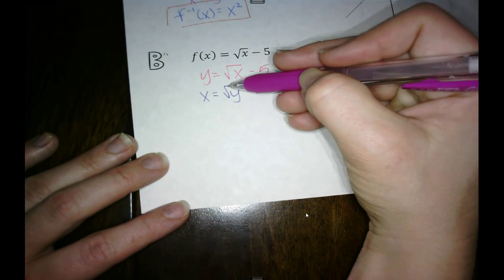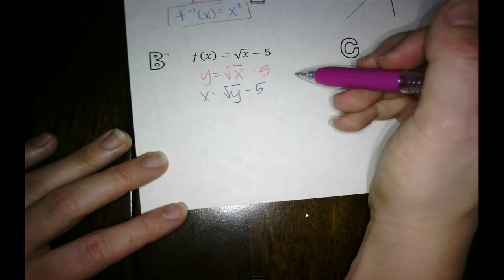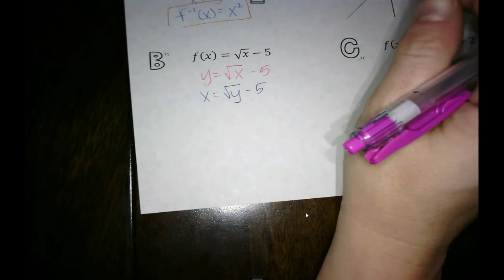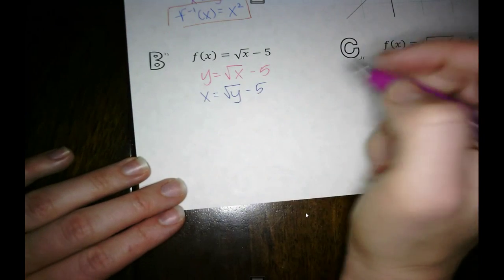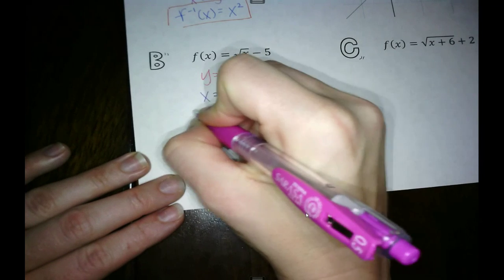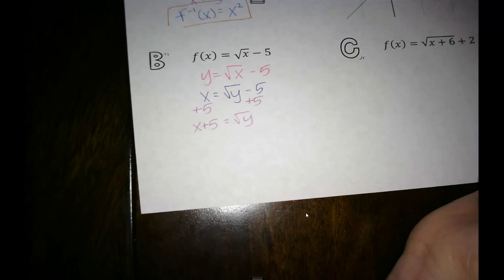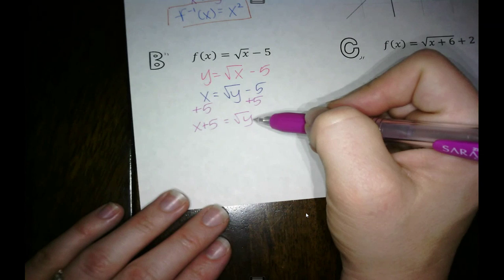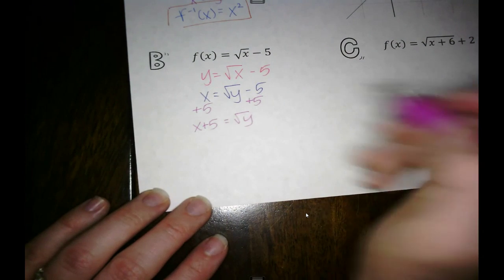Right now, the square root's being taken and it's being subtracted. 5 is being subtracted from it. Remember, the first thing we always want to take care of is anything being added or subtracted to it. So since we're subtracting, we need to add. So x plus 5 equals square root of y. And now we've got y on one side by itself, but the square root's still being taken of it. So the opposite is our square.